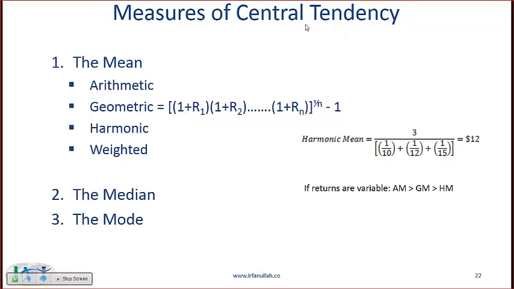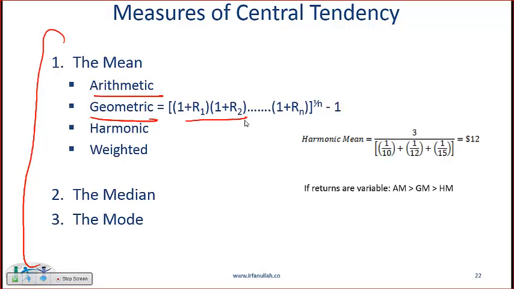Measures of central tendency, these are the various measures: mean, median, mode. Within mean, you need to understand that there are different kinds of means or averages. Arithmetic mean is the most basic, which I'm sure everybody is aware of. Geometric mean is typically done this way, and we use geometric mean when we are coming up with the average return over several years. We use this when we have time series data.